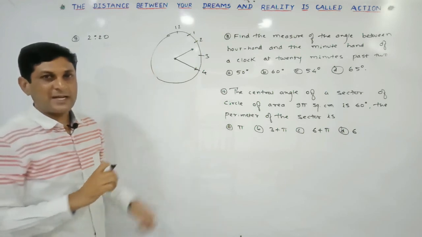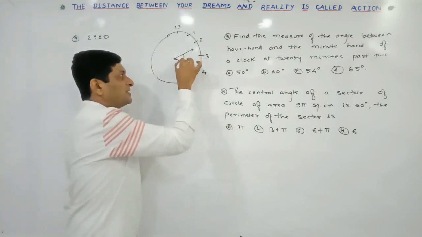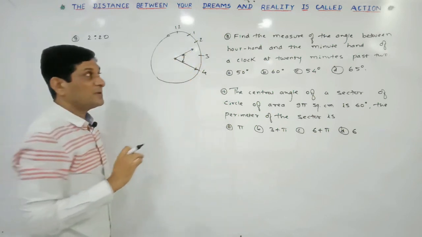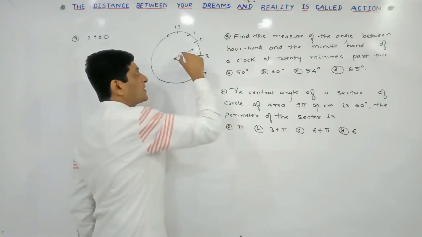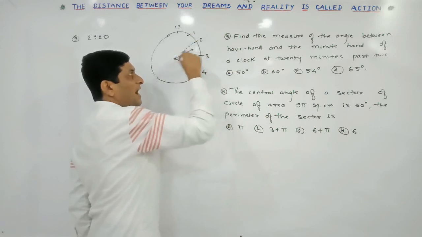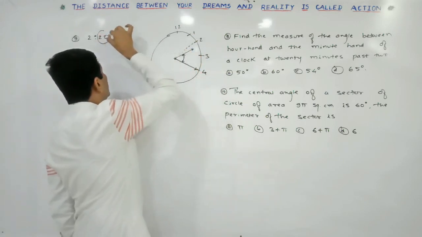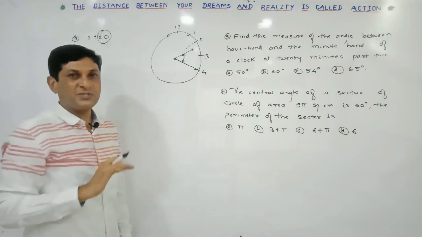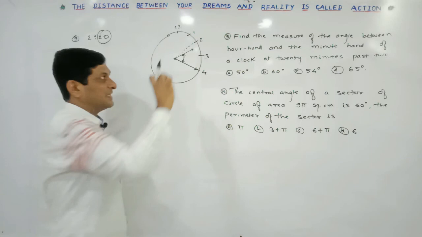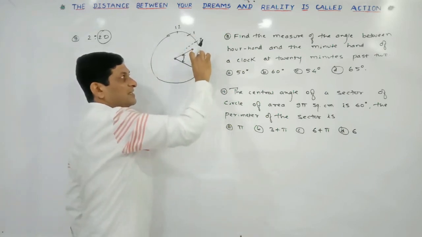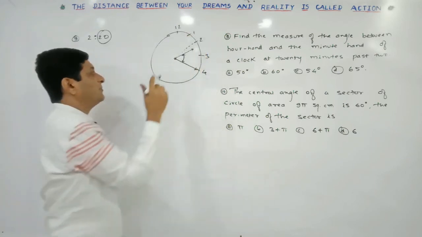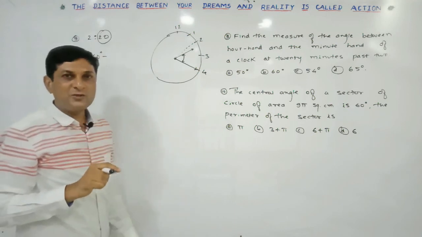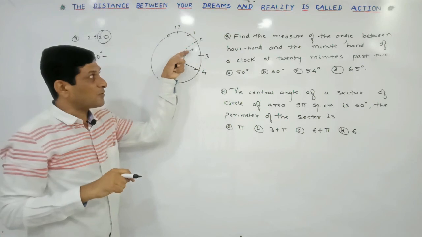So at this time the question is to find out the angle between the hour hand and minute hand of a clock, meaning this is our required angle. So now we are trying to find out the angle crossed by which hand? Our hour hand. In how many minutes? In 20 minutes. We have seen one important result, that the angle between any two consecutive marks will be equal to 30 degree. So this angle is 30 and this angle is also 30, meaning this total angle will be equal to 60 degree.